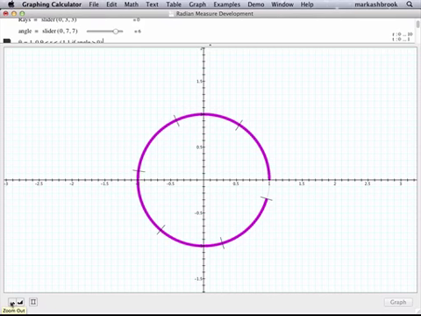Okay, so now I've marked off these whole number of radian angles. I've marked off with these thick marks around the circle whole radian angles.